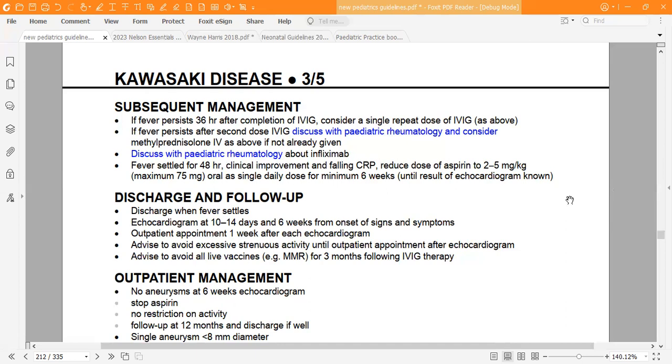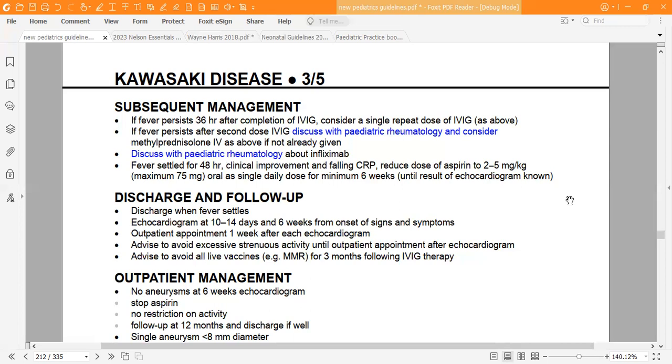Okay, so it's very important to know the subsequent management because it's going to guide you on which direction to pick in your next management. And side by side, you have to consult your pediatric consultant and your rheumatologist consultant as well. So here it says if fever persists 36 hours after completion of IVIG, consider a single dose. We have to give another single dose of IVIG once again.